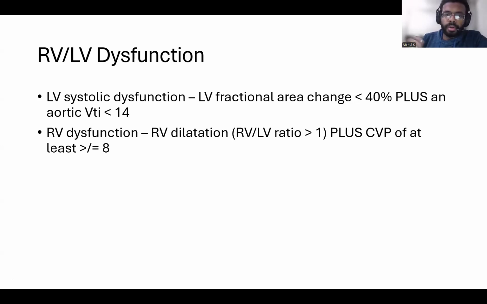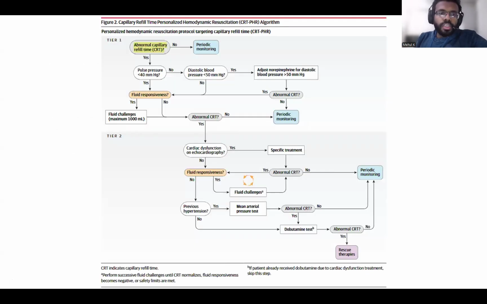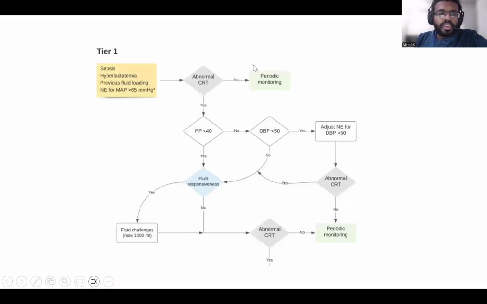Obviously, there are multiple other methods for looking at LV and RV dysfunction. So again, this is the flowchart given in their trial paper. Tier 1 and tier 2 are given here. Everything starts with the CRT. If the CRT is normal, you're not going to proceed with any of this. You're just going to monitor the patient every hour or so.